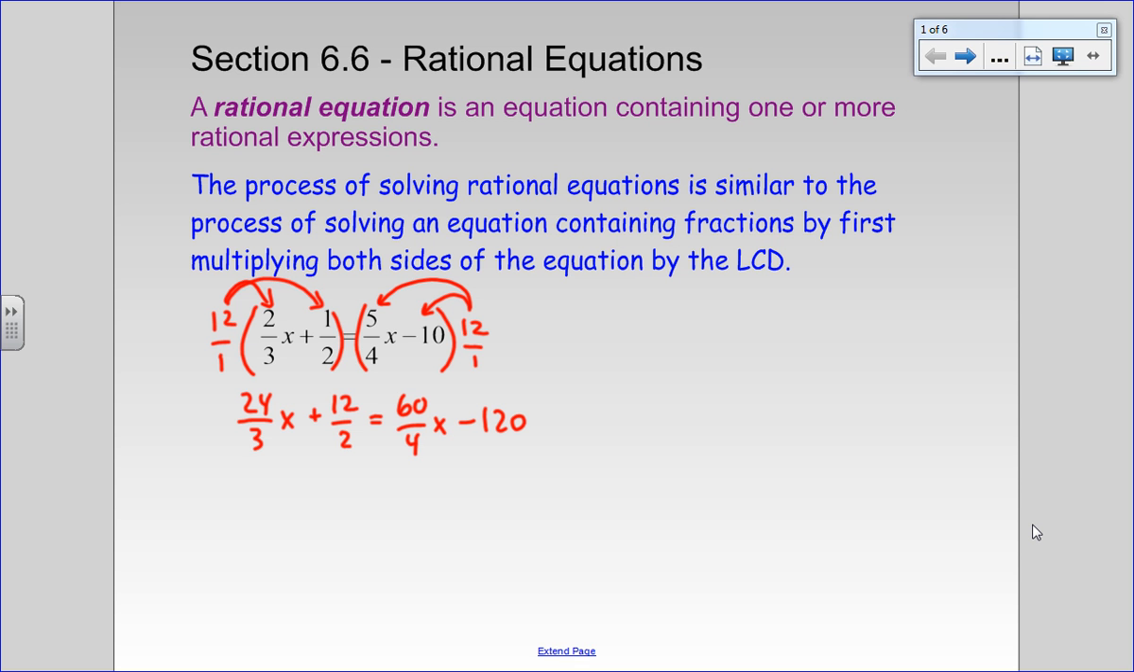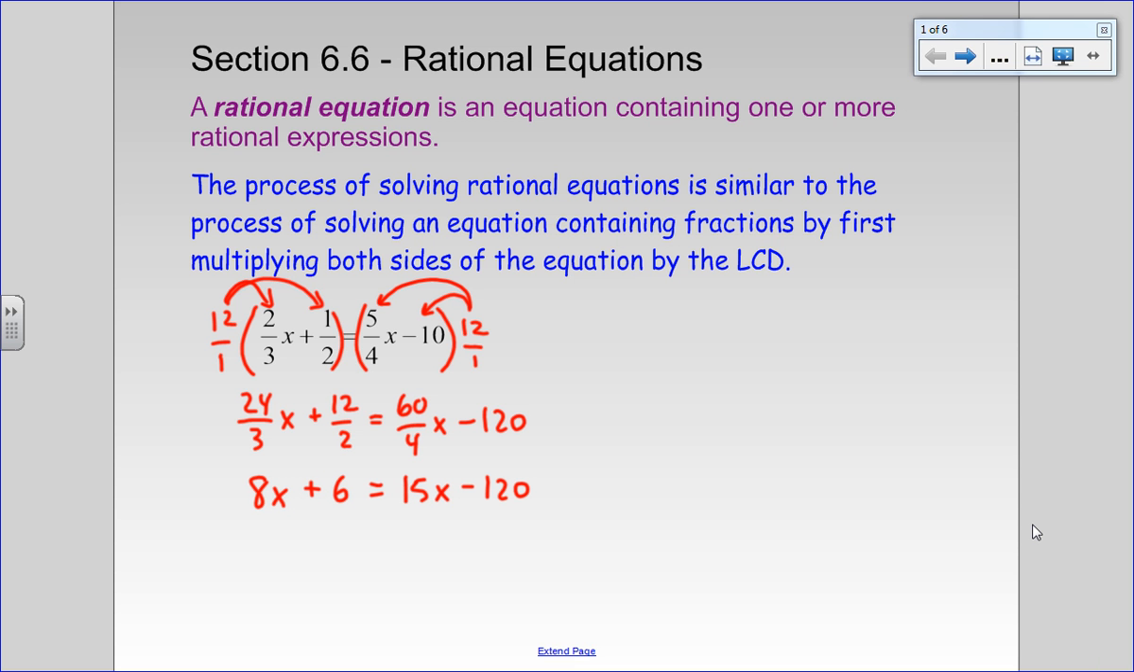Now the real advantage of multiplying by the LCD like this is that we can clear the fractions from the equation. Notice that all the fractions we've written down can be simplified to whole numbers. For example, 24 over 3 is simply 8, so our first term is 8x. And then 12 over 2 is 6. On the right-hand side, 60 over 4 is 15 times x, and then minus 120.